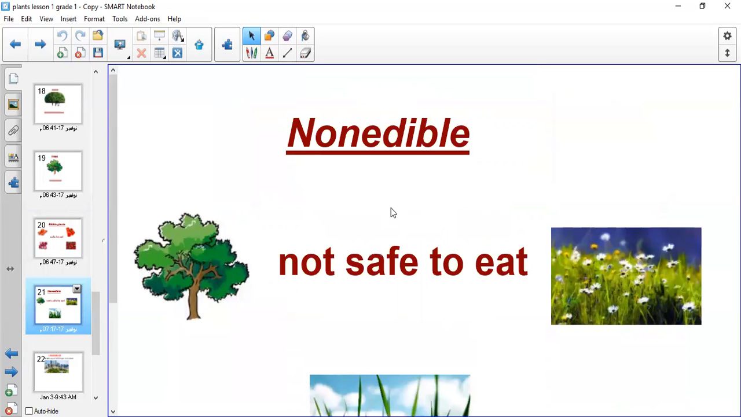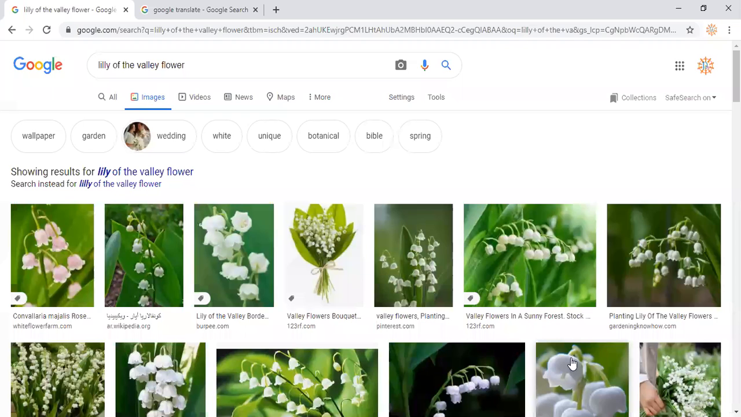What about the non-edible plants? They are not safe to eat because if you eat them, you will be sick because they are poisonous. So we cannot eat them, okay? One of the plants is the lily of the valley flower. I will show you its photo here. This is a lily of the valley flower.